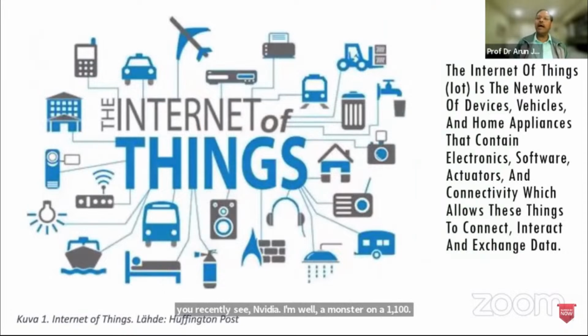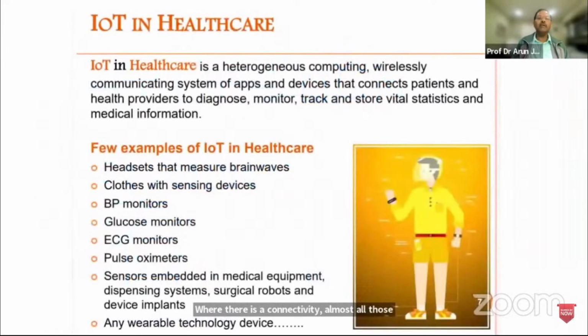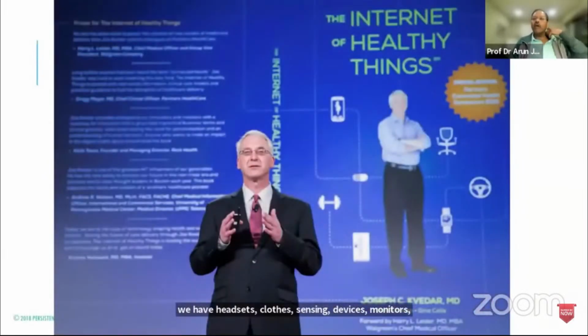So, in addition to the AI, we need to talk about two other things. One is called IoT, that is the Internet of Things, where there is a connectivity of all those equipments to the internet. And then we have what is called IoT for healthcare, where we have headsets, clothes, sensing devices, monitors, glucose monitors, ECG monitors, pulse ox, and everything. And that's why now we call it the Internet of Healthy Things.